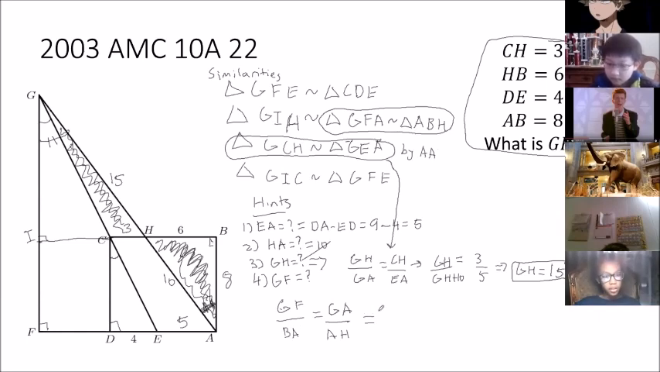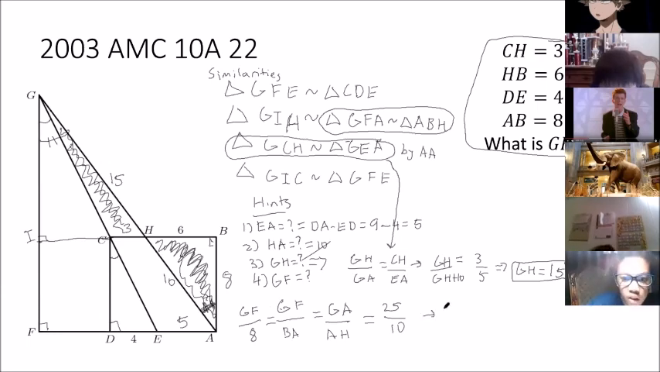We know what GA over AH is. From hint 3, we get that GA is 25, and we know that AH is 10. And in the other direction, GF, we don't know what that is yet, but we know what BA is. BA is 8. So this tells us that GF is 25 over 10 times 8. You can do that yourself, so you get 20 as the answer.